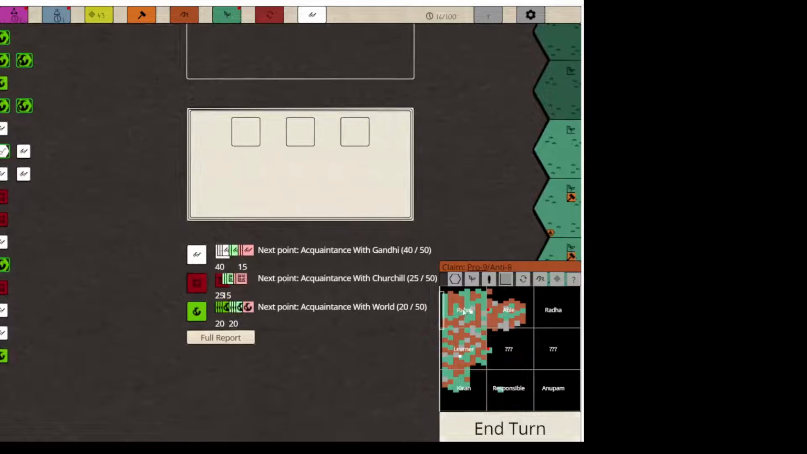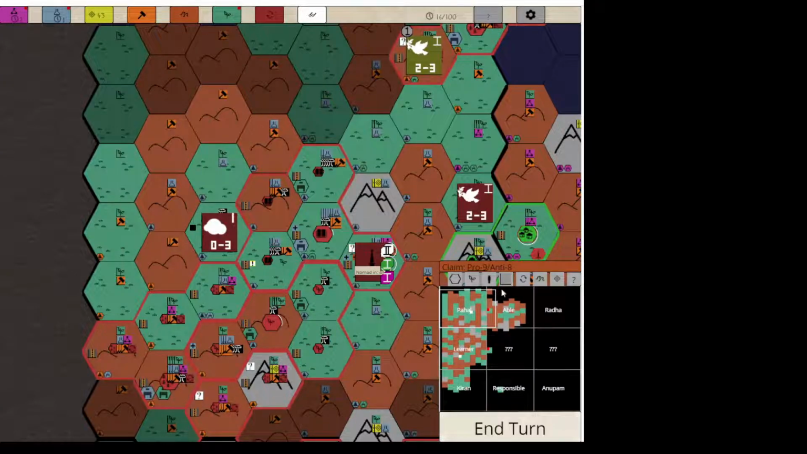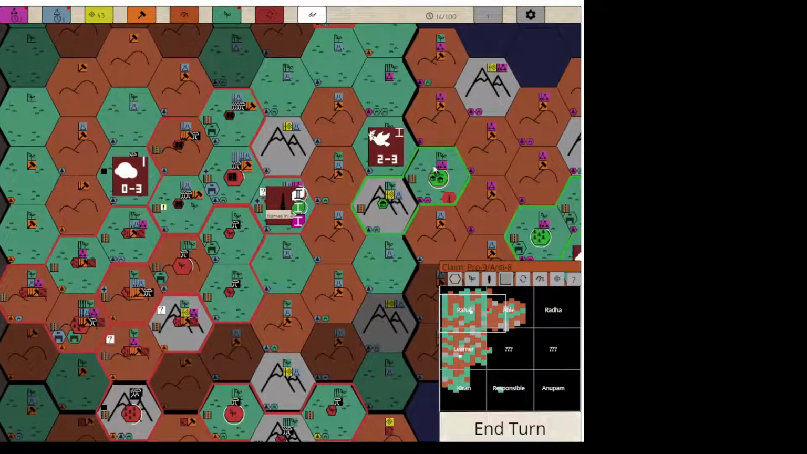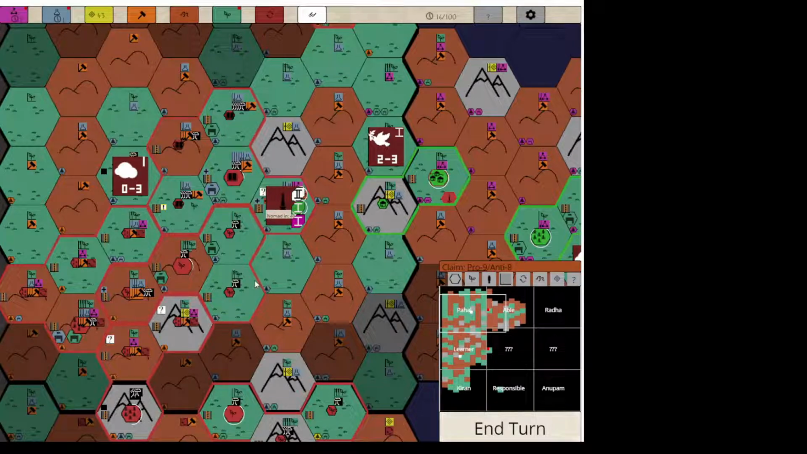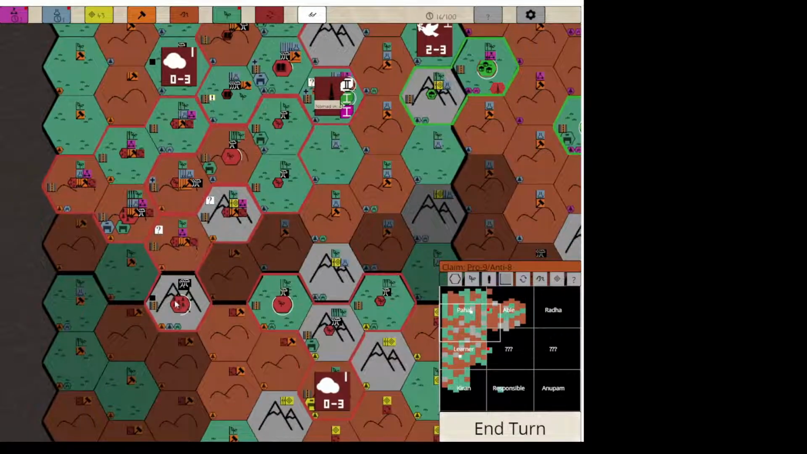Basically, each of these camps, they start out raw and then they develop into a different kind of camp depending on what tiles they covered and what you've done in the region. And some of them become preserves like this. So you can see there's no pollution being generated here.